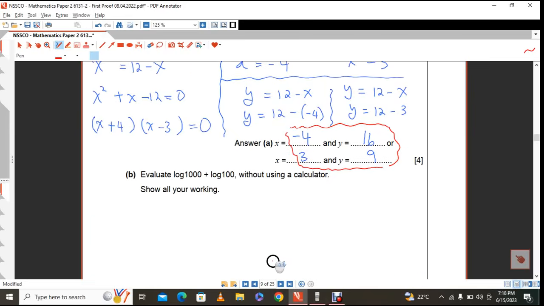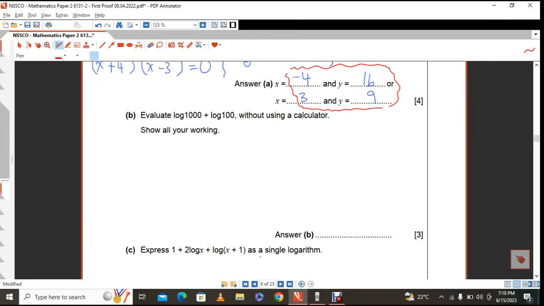All right, question 10b, evaluate log 1,000 plus log 100 without using a calculator. Of course, there are many ways you can do this. Log 1,000 can be written as log 10 cubed, plus log 100 can be written as log 10 squared. And then you use the power law where you put the power in front of the log. And I'm going to do the same over here.